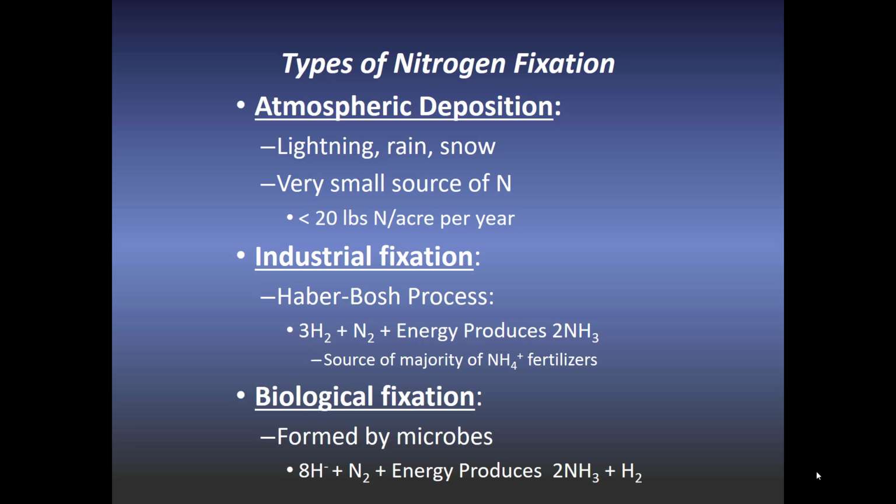The way we get commercial fertilizers is through industrial fixation, or the Haber-Bosch process. This is an energy-intensive process that takes atmospheric nitrogen and makes our ammonium fertilizers. The source of energy is natural gas.